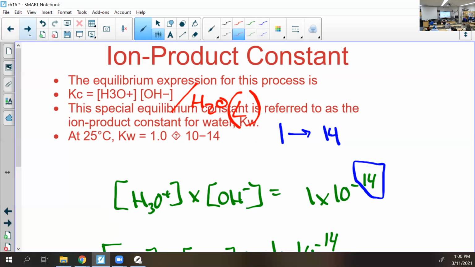Right. That's why. Wait, so is that a gas? No, these are aqueous. It doesn't matter how you pronounce it. Moving on.